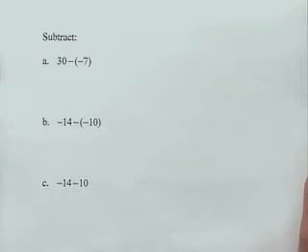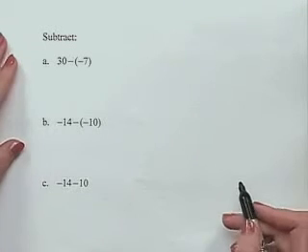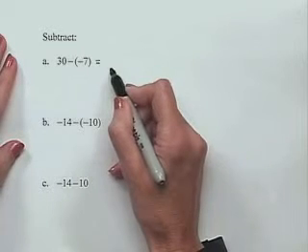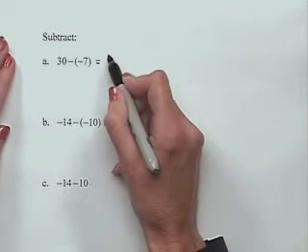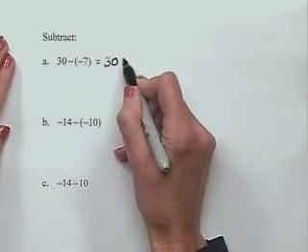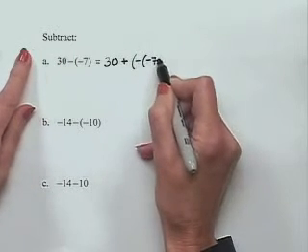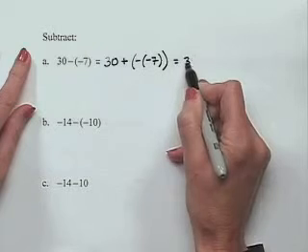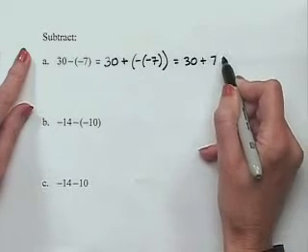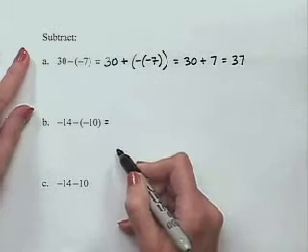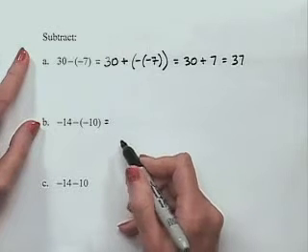Now let's look at a problem where we're going to consider subtraction of integer values. We want to subtract, first of all, 30 minus -7. We're going to look at this as changing the subtraction into addition of the negative. So we'll have 30 plus, we'll take the opposite of -7, and that will give us 30 plus +7, which equals 37.